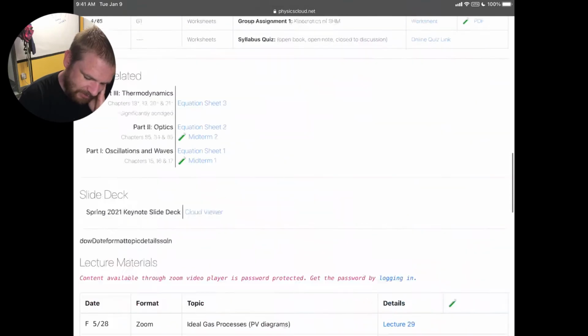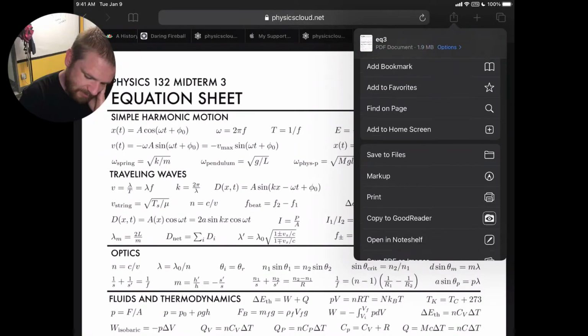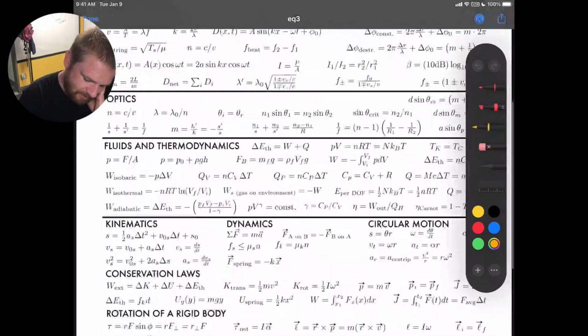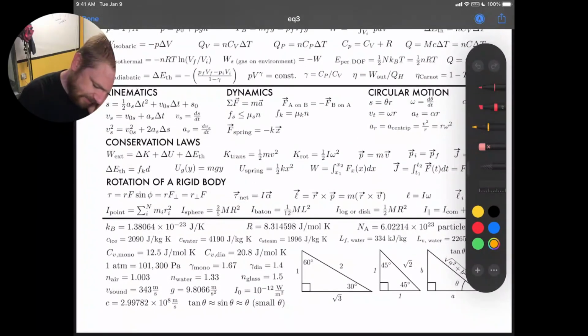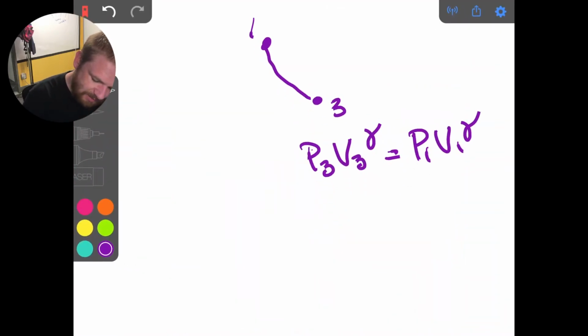So if we take a look at our equation sheet, down at the bottom here, we have gamma for a monatomic gas. It's 1.67, and gamma for a diatomic gas is 1.4. In this case, we're going to choose the monatomic 1.67 because we were told it was a monatomic gas completing this cycle on the PV diagram. So we're going to take gamma equals 1.67 for our calculation here. I'll just go ahead and write that down for now.